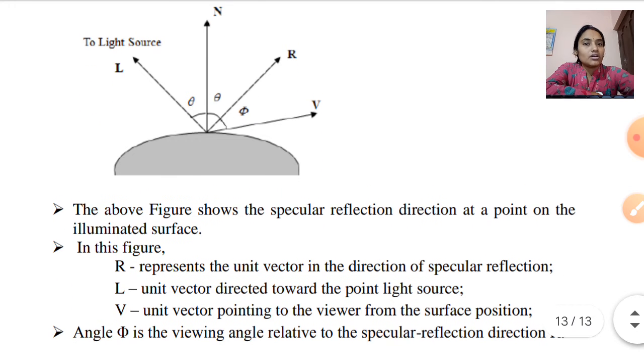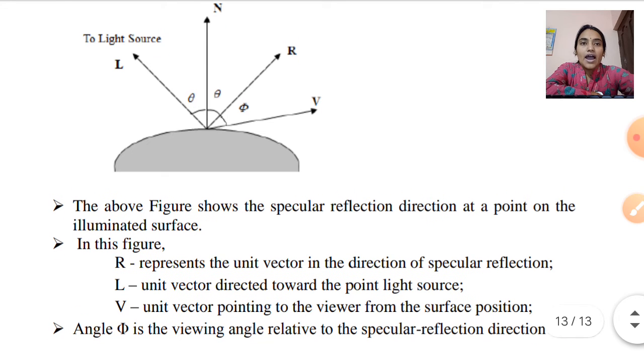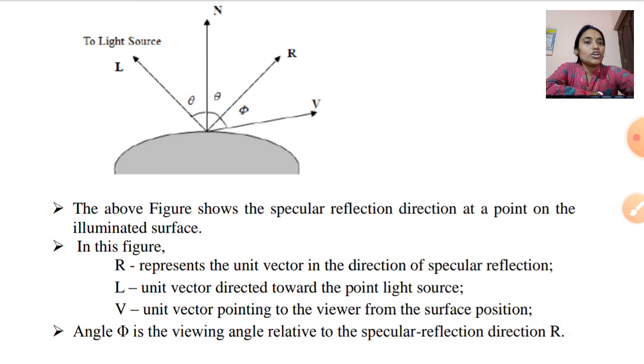Here in this figure, the light source is L. Okay, and the point is here. Here the light is focused, and after that it will reflect. Okay, the above figure shows the specular reflection direction at a point on the illuminated surface. Here R represents the unit vector in the direction of specular reflection. L is the unit vector directed toward the point light source, from which the light comes. And V is the unit vector pointing to the viewer from the surface position.